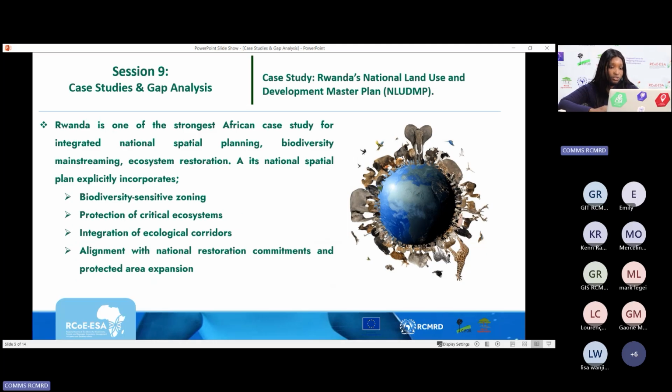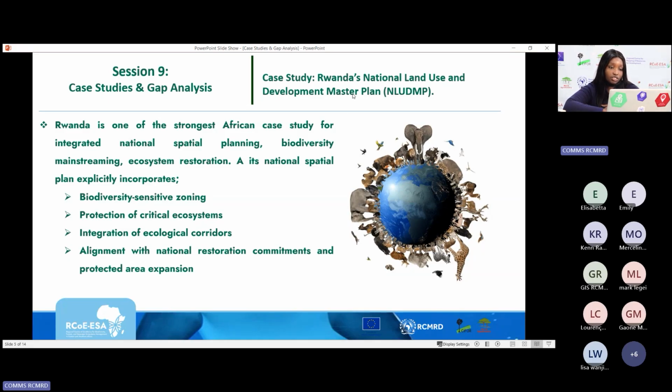So now we dive deeper into Rwanda's National Land Use and Development Master Plan. This master plan has a lifespan between 2020 to 2025. It was officially launched in 2021. So we can all agree Rwanda is one of the strongest African countries to give us a case study in terms of how they are planning their spatial areas, how they are mainstreaming biodiversity, the ecosystems, and all that.